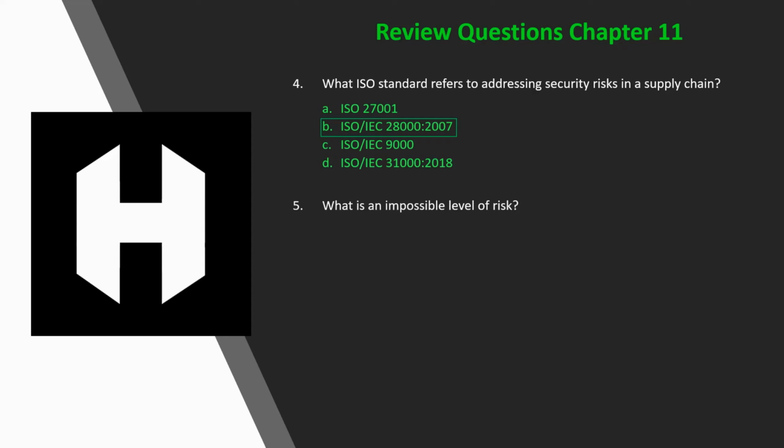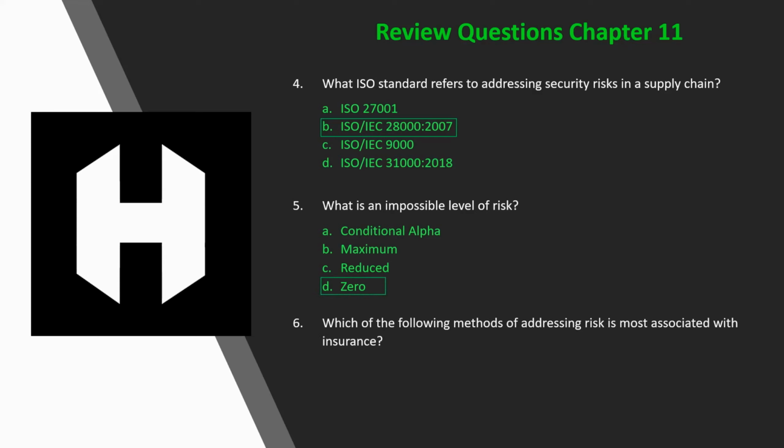Question 5. What is an impossible level of risk? A, conditional alpha, B, maximum, C, reduced, or D, 0? If you said D, 0, you would be correct. Question 6. Which of the following methods of addressing risk is most associated with insurance? A, transfer, B, avoid, C, accept, or D, mitigate? If you said A, transfer, you would be correct.